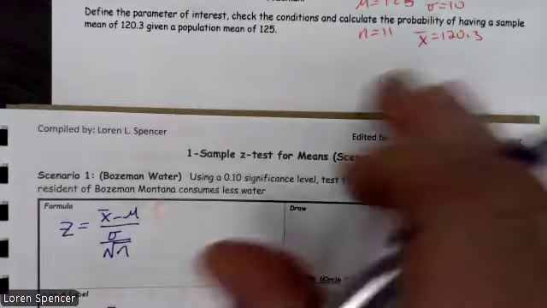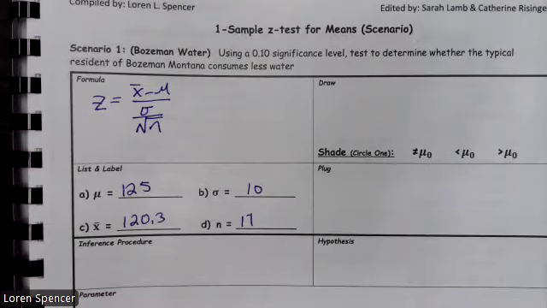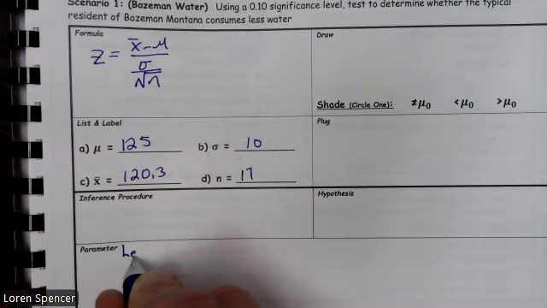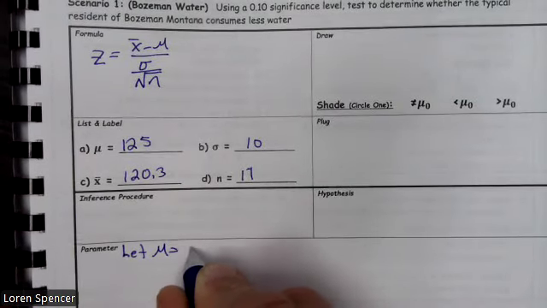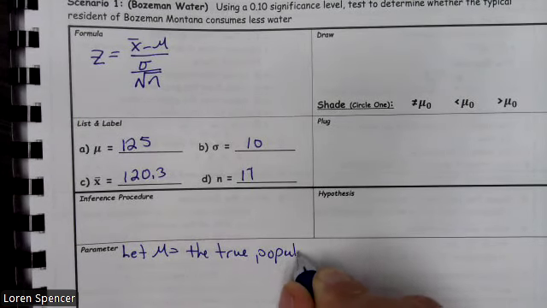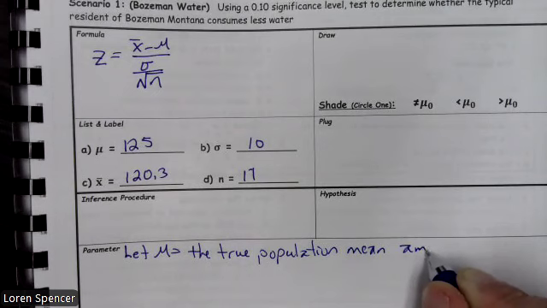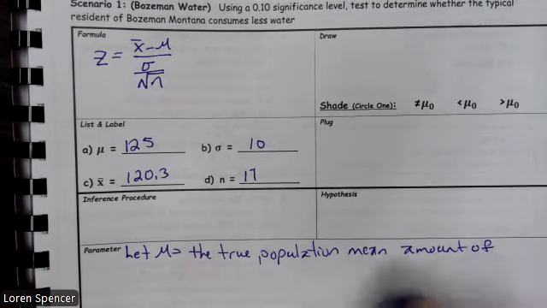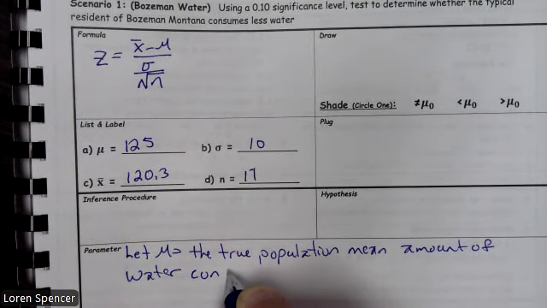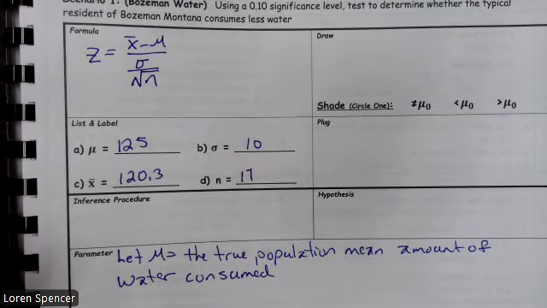It says they want us to define the parameter of interest. Well, we know how to do that because we did that with our confidence interval. So our parameter of interest is: let mu equal the true population mean amount of water consumed. All right, so we know how to do that.